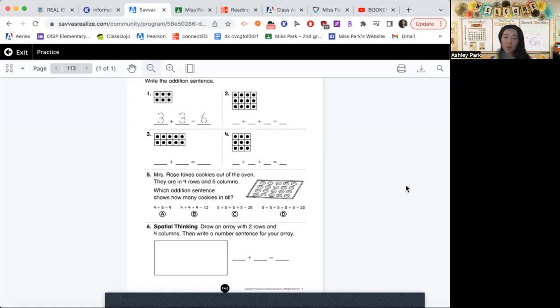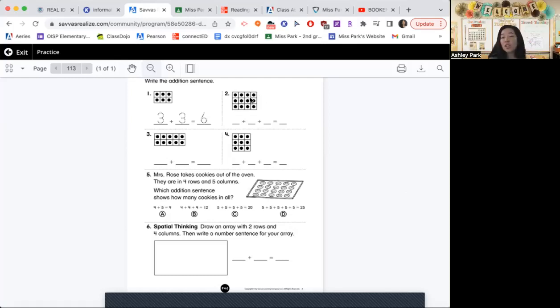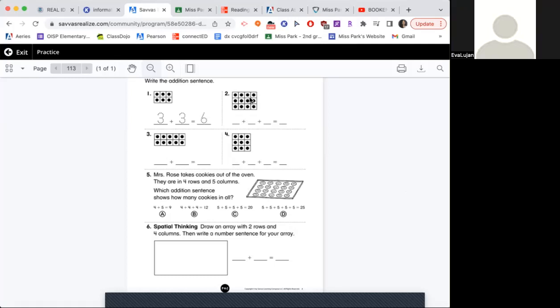Okay, let's go ahead and get started. Question number 2. How many rows are there? Let's start with that. 3. 3. And then how many boats are in each row? 4. 4. 1, 2, 3, 4.